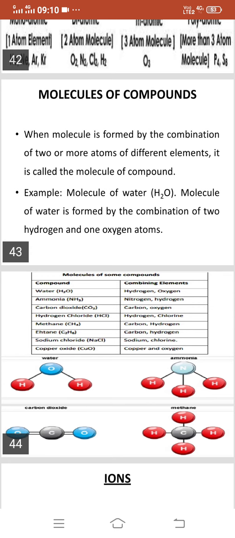So you can see molecules of some compounds in this particular slide, like water, ammonia, carbon dioxide, hydrogen chloride, methane, ethane, sodium chloride, copper oxides. So these are the examples of molecules of some compounds.